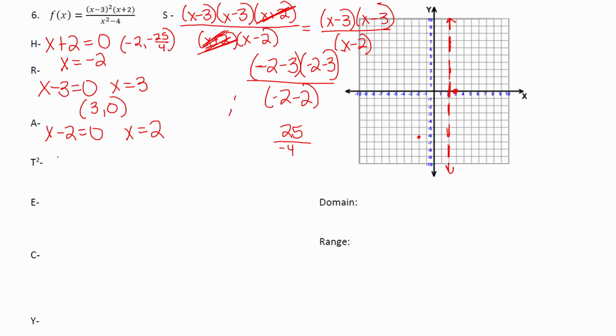And remember, that means you have tangency. So we're going to make a little note that we have tangency. And when we have tangency, that is for an ordered pair. We have tangency at an x-intercept. So I'm going to make note that the thing that doubled up would have been the x-intercept of 3, 0.